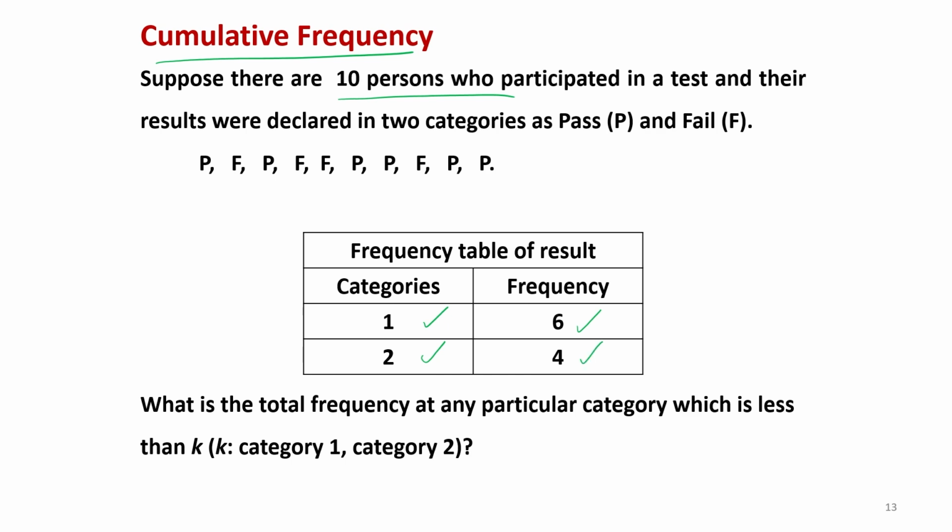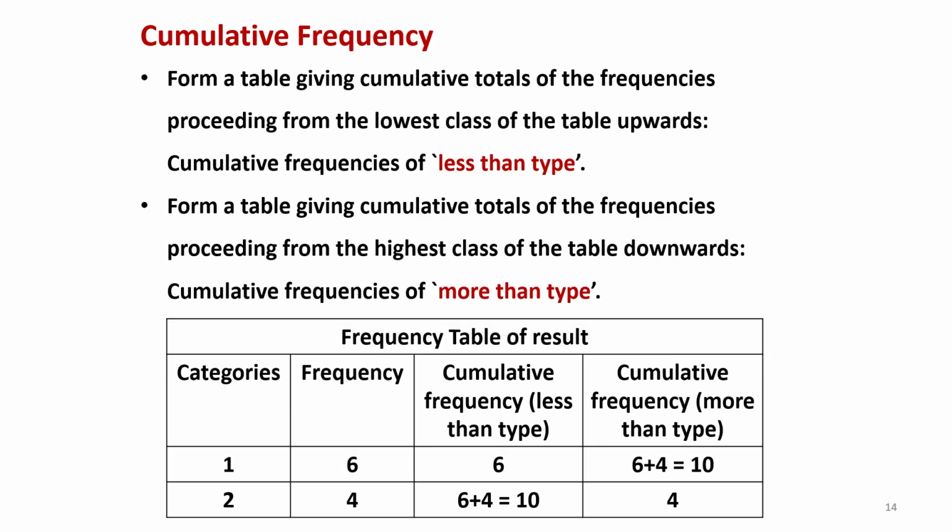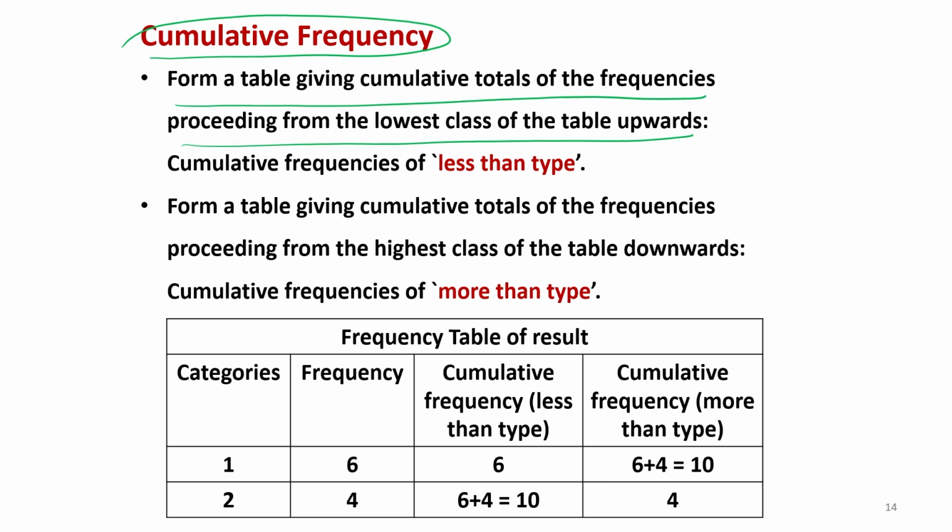Now suppose I want to know the answer to this type of question: what is the total frequency up to any particular category, less than or equal to k? Here, for example, there are two categories, category 1 and category 2, and these are the possible values of k. In order to answer these types of questions, we find the cumulative frequency. To find the cumulative frequency, we form a table and give the cumulative totals of the frequency, proceeding from the lowest class of the table upwards.